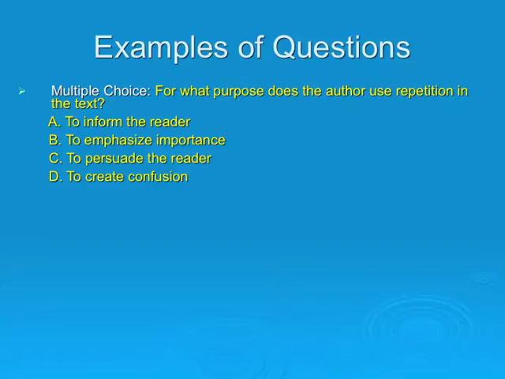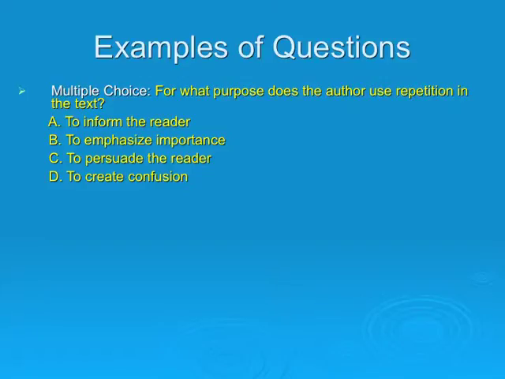A, to inform the reader. B, to emphasize importance. C, to persuade the reader. Or D, to create confusion. Now, which one of those? You don't even have to read anything to think about this question and answer it correctly. Why would an author choose to repeat something over and over? I don't think it's to inform or persuade or create confusion.